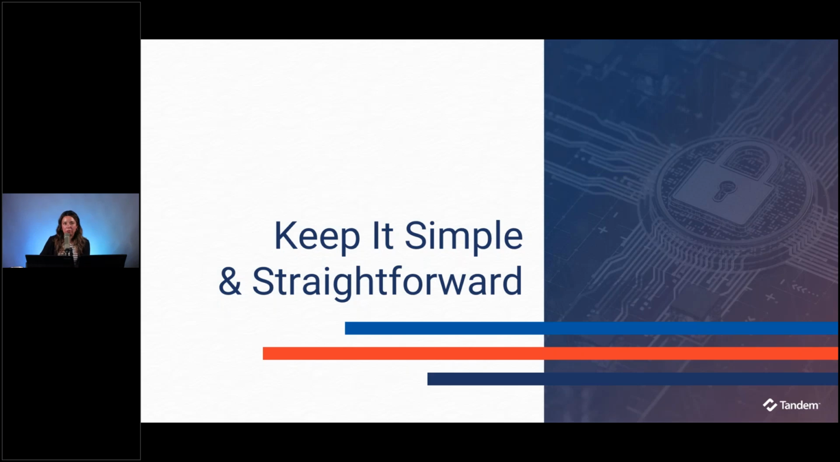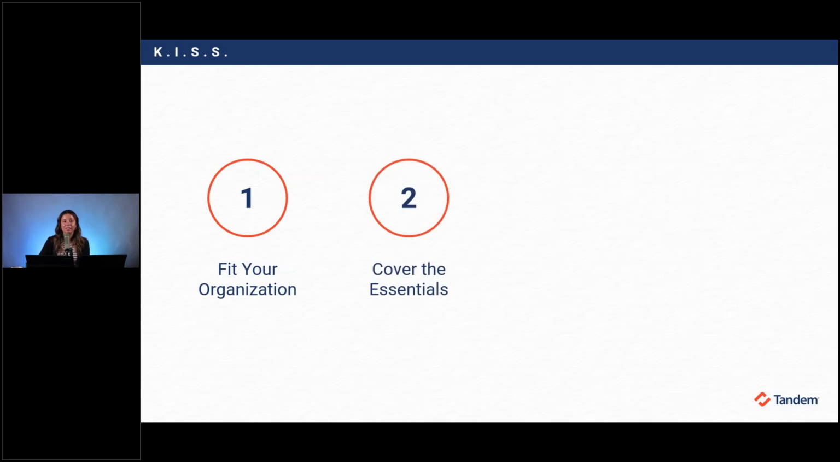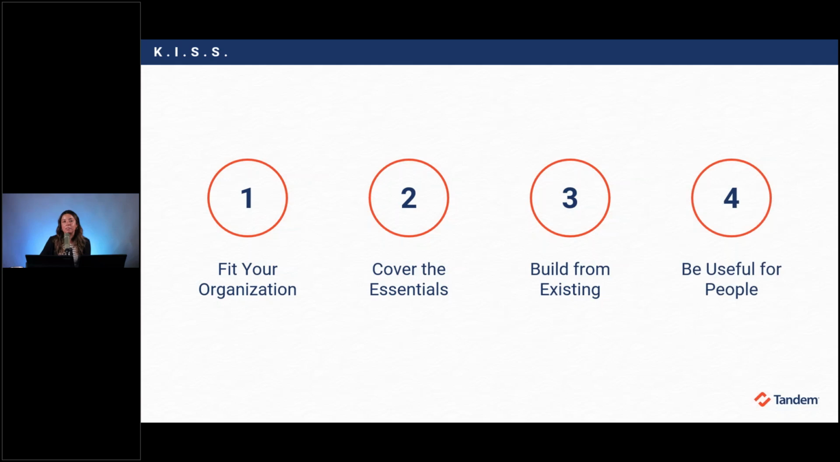Simple is powerful. The simpler your policy is, the more likely it is to be followed, referenced, and respected. So your AI policy doesn't need to be long, legalistic, or packed with technical jargon. It just needs to fit your organization, tailor it to your size, industry, and actual use of AI, cover the essentials like scope, governance, vendor oversight, and employee guidance. Build on what you already have. Use your existing policies and processes as the foundation, and be useful to the people who need it, clear, actionable, and understandable across teams.